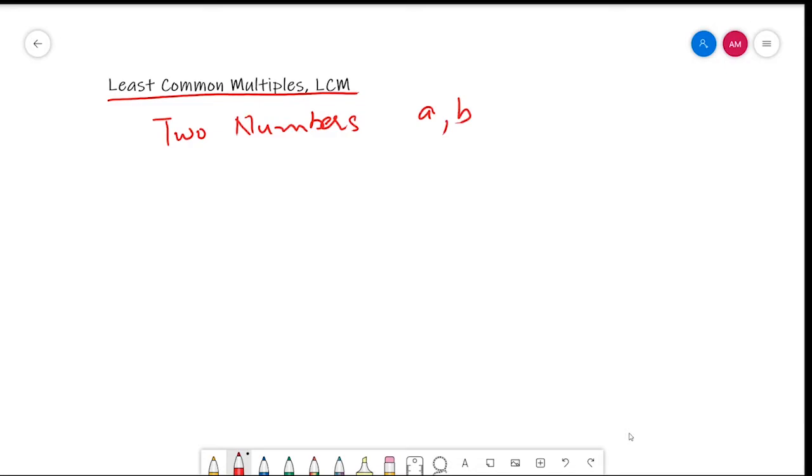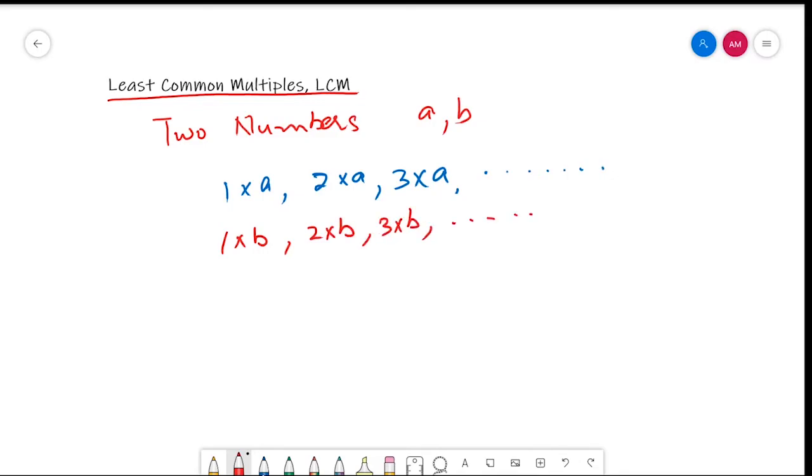So multiples of A would be 1 times A, 2 times A, 3 times A, and 4 times A, and so on and so forth. I just put these dots, so it means it's continuous like that. And the second number is B, so we can write 1 times B, 2 times B, 3 times B, and so on and so forth.